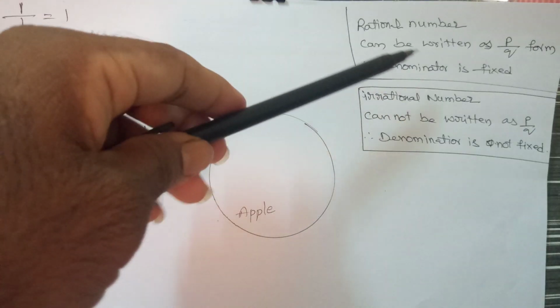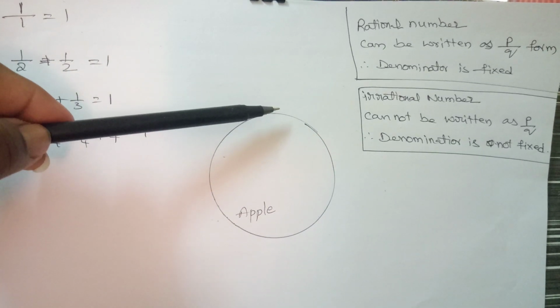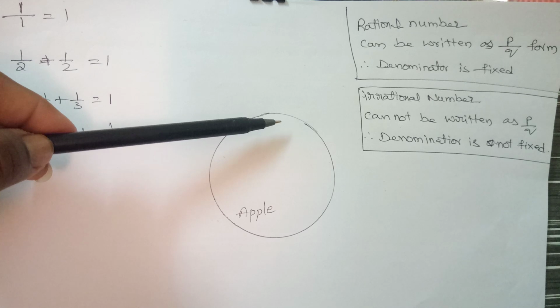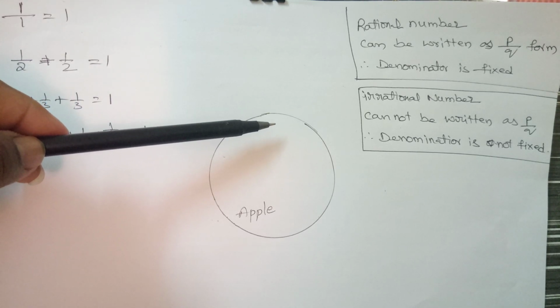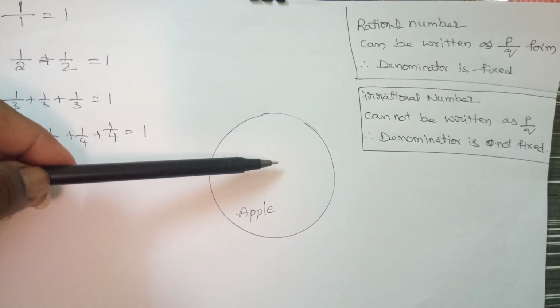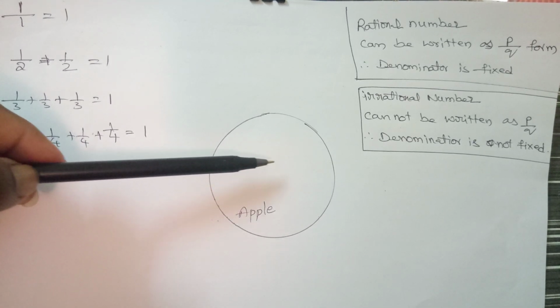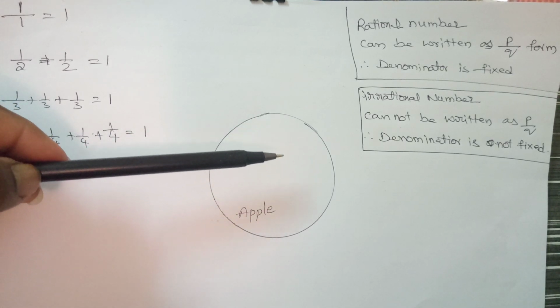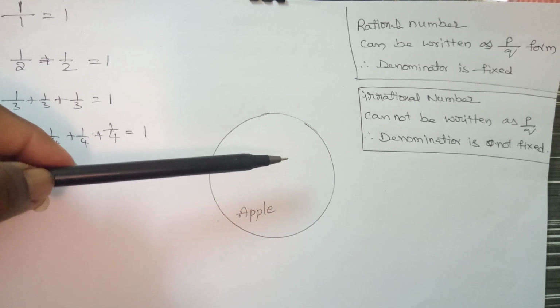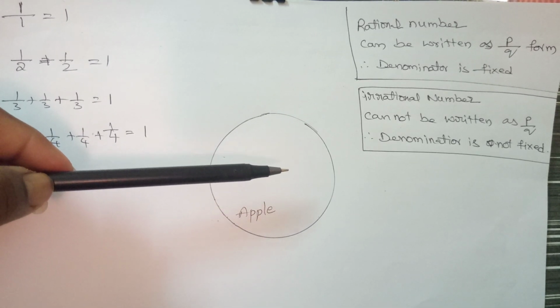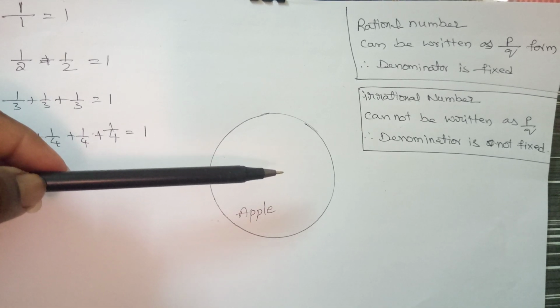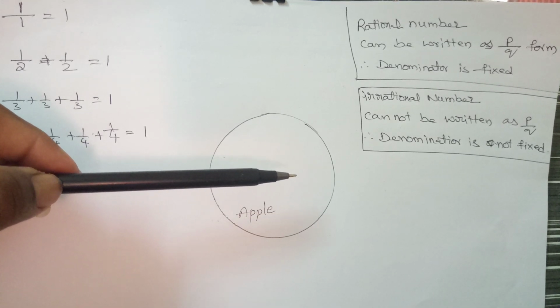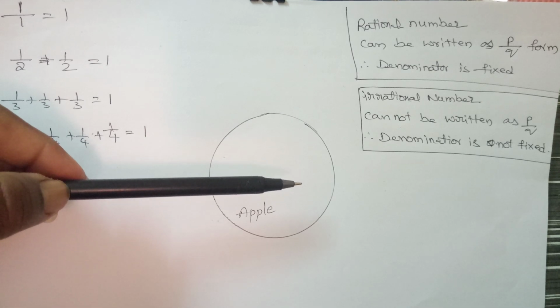So you started cutting. Two persons are there. Now the third person is also coming inside. Then a fourth person is also coming inside, and a fifth person, and a sixth person. If people keep on coming continuously, you cannot decide the denominator. You cannot fix the exact value of the denominator, because the denominator keeps on changing.